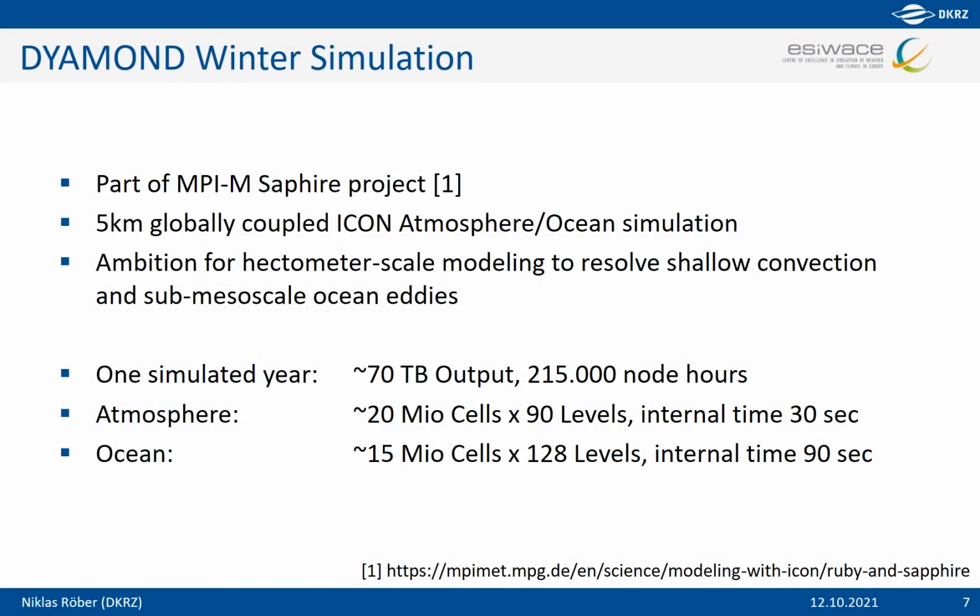This year we show the results from a different experiment that ran much longer and simulated 5 km horizontal resolution, the atmosphere with 90 levels and the ocean with 128 levels. The experiment simulated one model year and produced over 70 terabytes of data, thereby consuming roughly 215,000 node hours for the simulation. The goal for this DYAMOND winter simulation is to resolve and study shallow convection and sub-mesoscale ocean eddies.